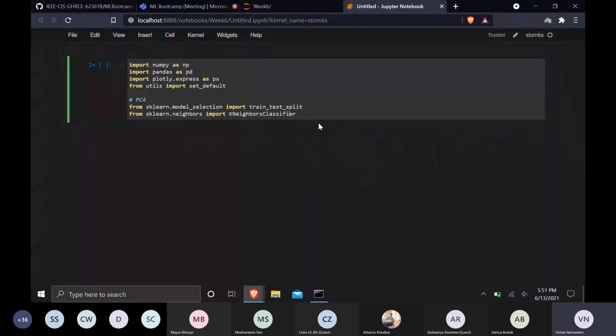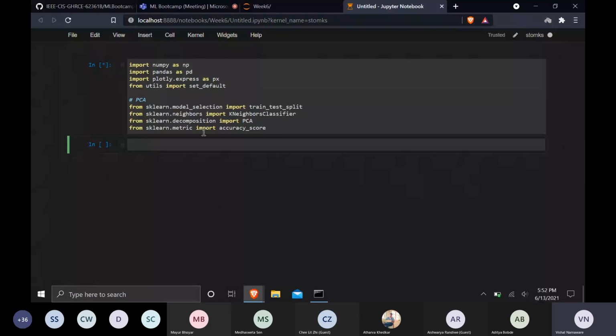From sklearn.decomposition import PCA. So whatever we learned in the theory part, all of that is implemented in this PCA class. And we are going to use a metric, it will be accuracy_score. I hope that neighbors' spelling is right.